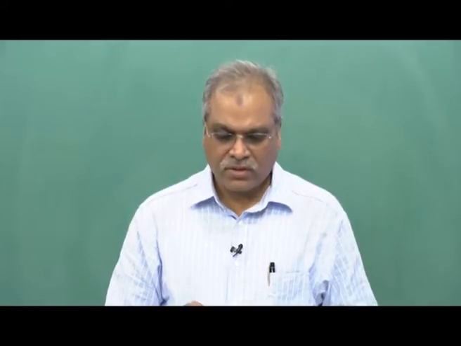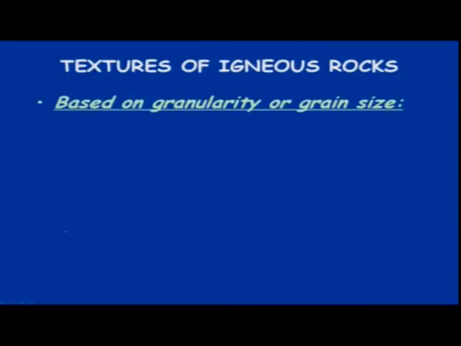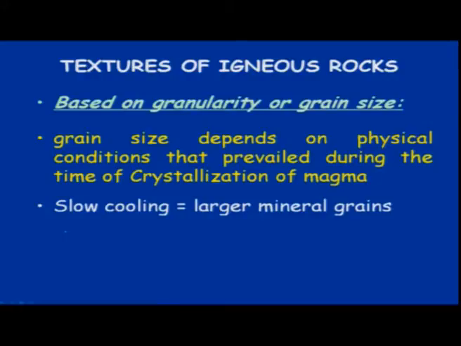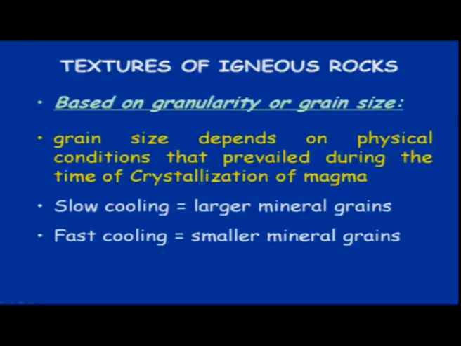Texture of igneous rocks, if you look, is based on the granularity or the grain size we are looking at. Okay. So, grain size depends again on the physical conditions that prevail during the time of crystallization of magma. Okay. So, slow cooling will give rise to larger mineral grains, and fast cooling will result in smaller mineral grains. Okay. So, hence we see that these are finer grains and these are coarser grains. Okay, and these are related to extrusive, and this is intrusive rocks.